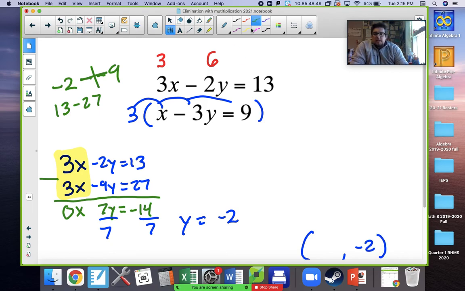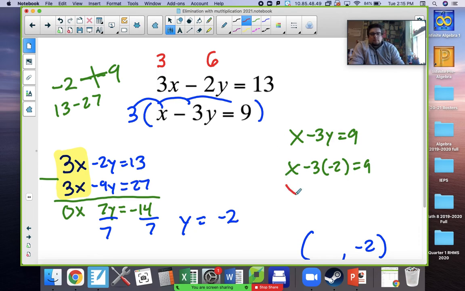We're going to plug that into one of our equations. I'm going to pick the bottom equation here, this one. I'm going to plug in -2 for y. Subtract 6, and x is 3. And that's solving systems with elimination using multiplication.